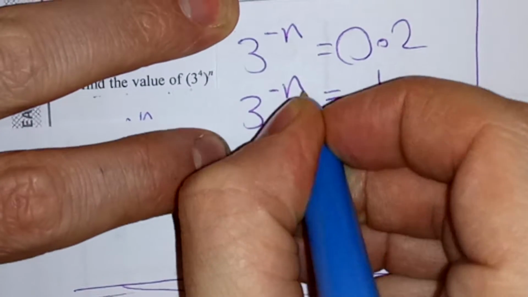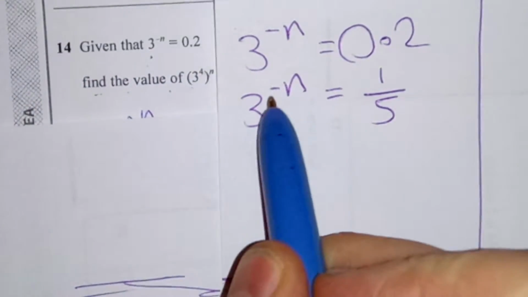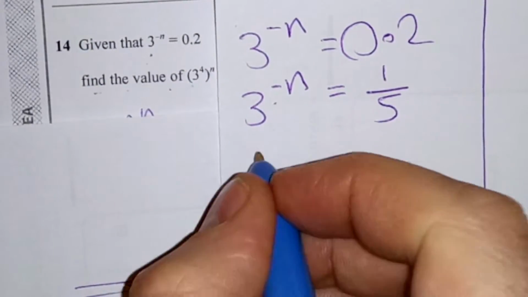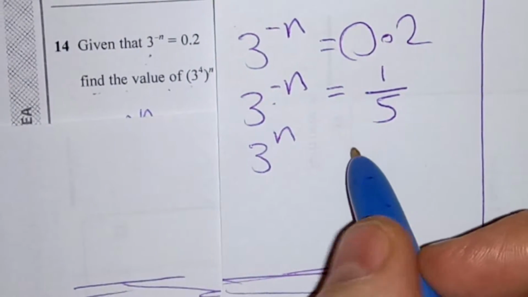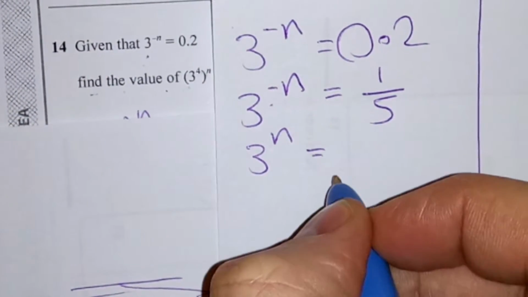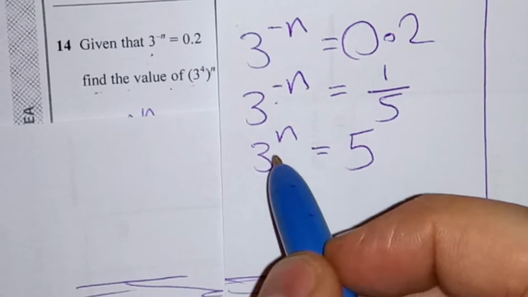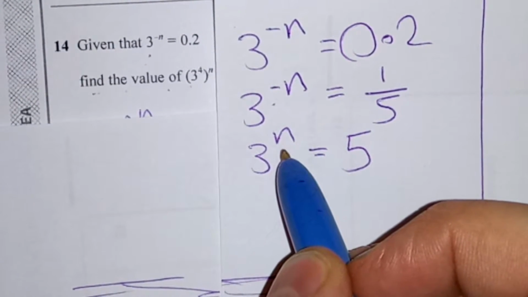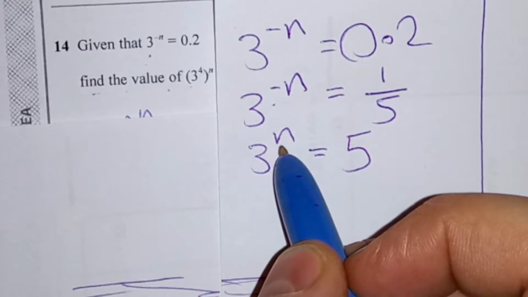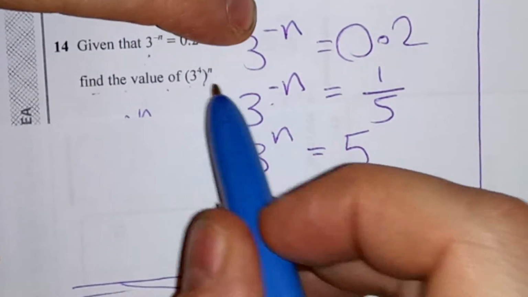Equals 3 to the power of minus n. Now this negative n, what this means is if I wanted to get it to a positive n, I'd need to take a reciprocal 1/5. Now the reciprocal of 1/5 is just 5 over 1, or just 5. Now we could solve for n, but we don't really have that knowledge at GCSE. So we need to change this question a little bit.